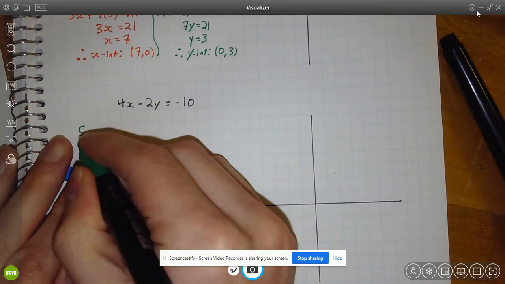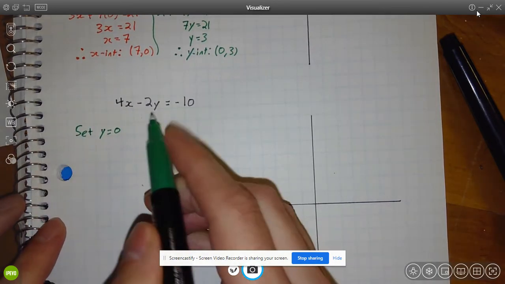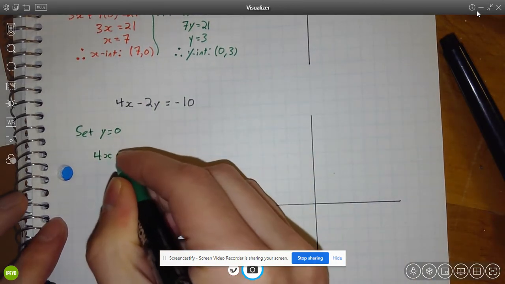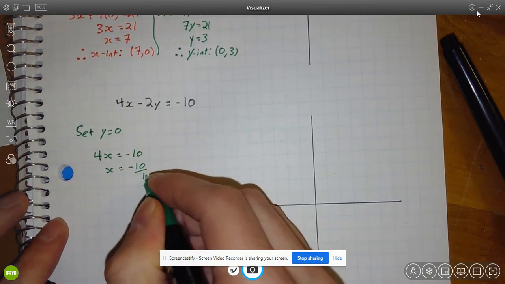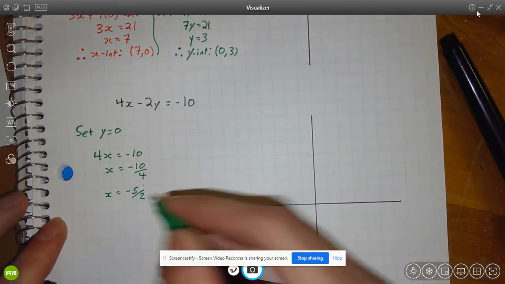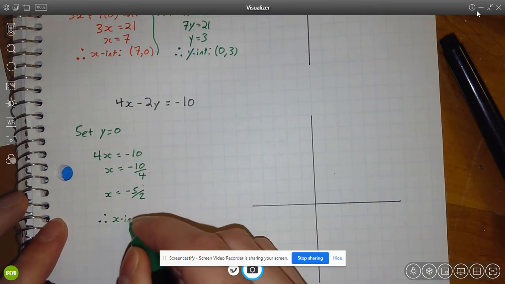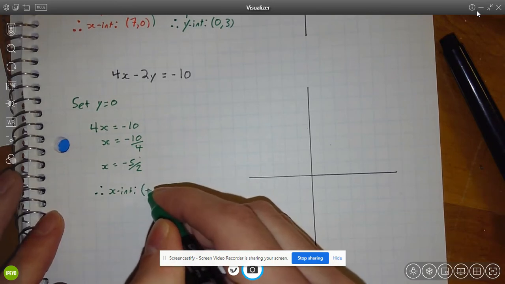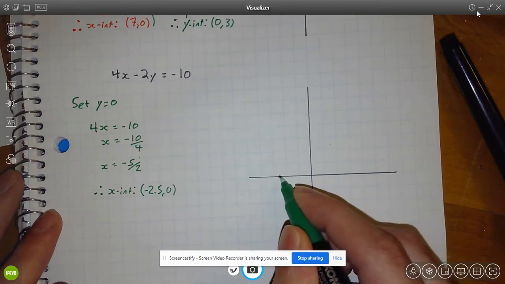So again, to find my x-intercept first, let's set y equal to 0. If y is equal to 0, then this part of the equation will disappear, and I'm left with just 4x equals negative 10. So x equals negative 10 over 4. If I reduce that, x is going to equal negative 5 over 2. Graphing lines is one place where I find it's more efficient to use decimals. It might be easier to find the point. So in this case, the x-intercept would be negative 2.50, and I can mark that again on my graph.